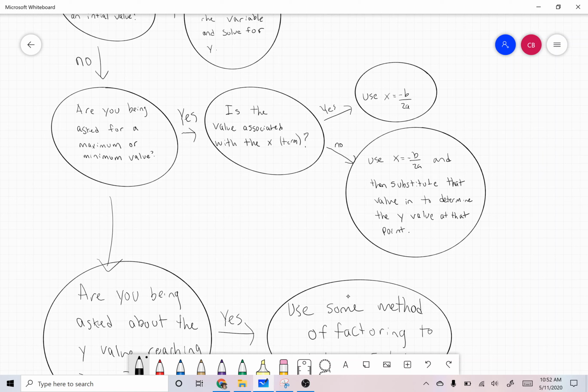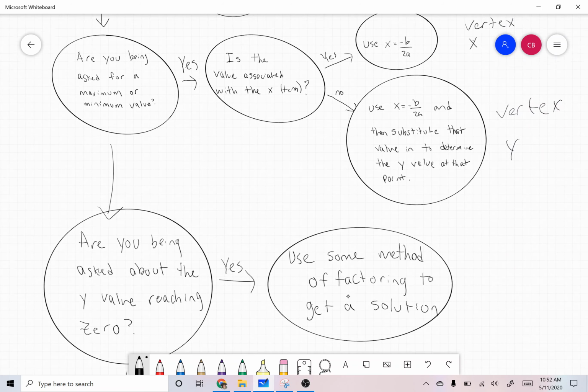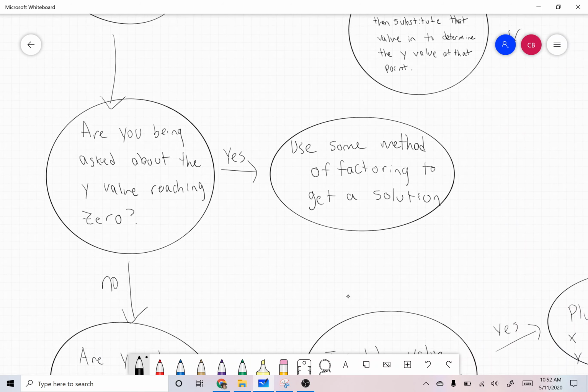So this gives the vertex value for y, and this is the vertex for x. I kind of wrote sloppy. Let me write that nicer. So vertex x and vertex y.